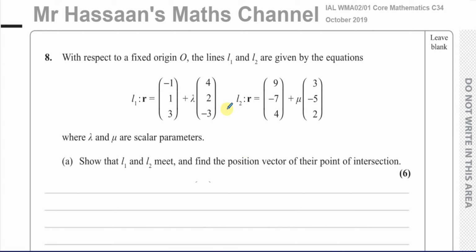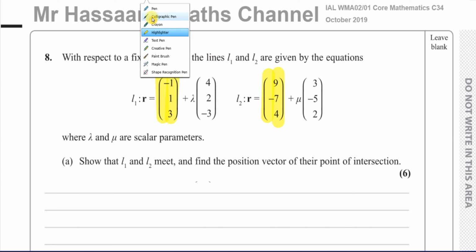All right, so first of all, we'll just talk a little bit about what the components of the equation of a straight line are. You have two parts to it. You have one part which is on its own, and you have another part which is multiplied by a scalar parameter. In this case it's lambda, in this case it's mu. So what does that mean? The first part of the equation, in both cases, is the position vector of a point on that particular line.